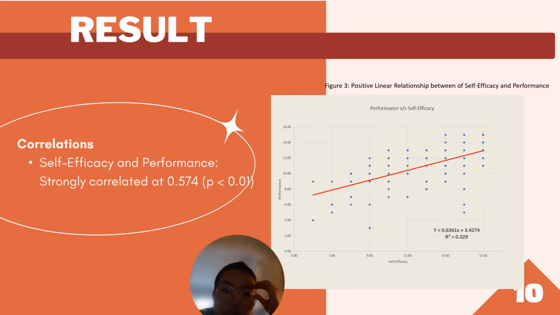Interestingly, self-efficacy total has a Pearson correlation coefficient of 0.574 with performance total. This means that they have a very strong positive relationship, significant at the 0.01 level, which means that it is unlikely to be due to chance.